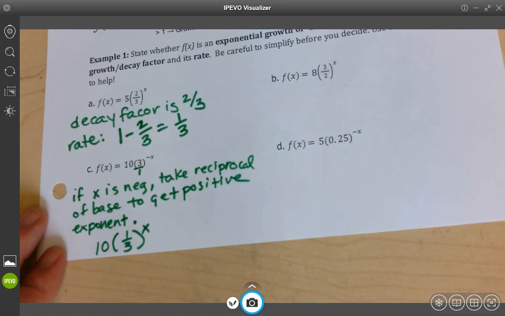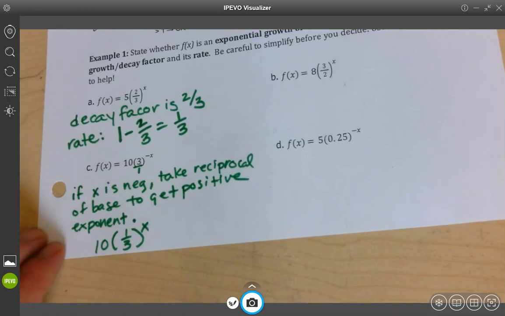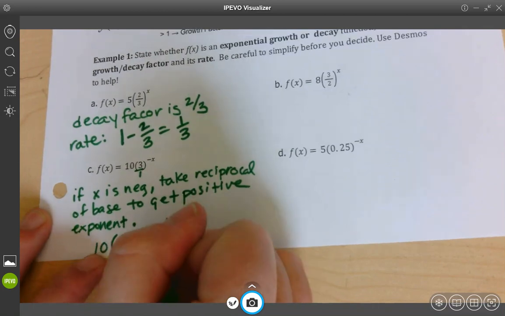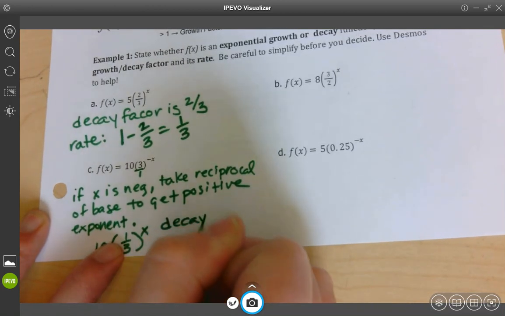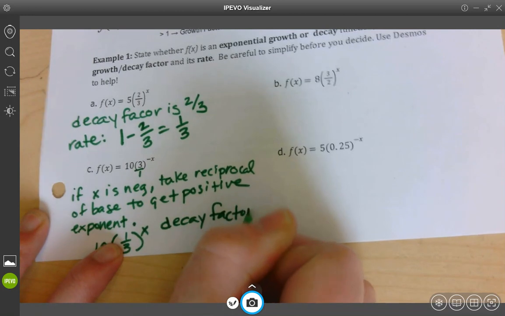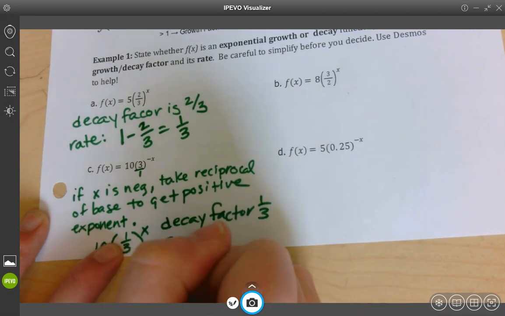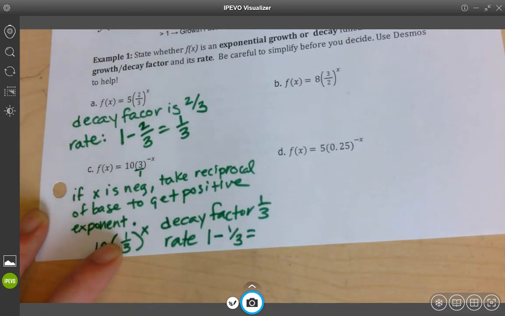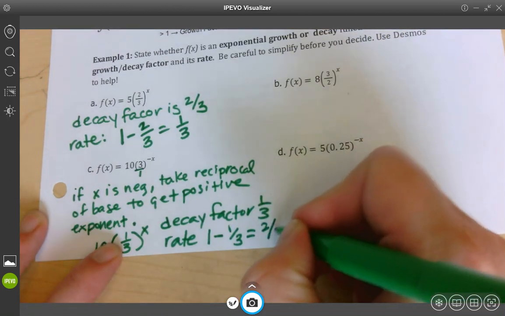Is it growth or decay? Decay. Okay. So 2 people are processing the lesson. Other people can answer too, all right? So the base is 1/3, which is between 0 and 1. So that means that this is decay, and our decay factor is 1/3. And for the rate, just subtract it from 1. So 1 is 3/3. 3/3 minus 1/3 is 2/3. Fractions. Okay.